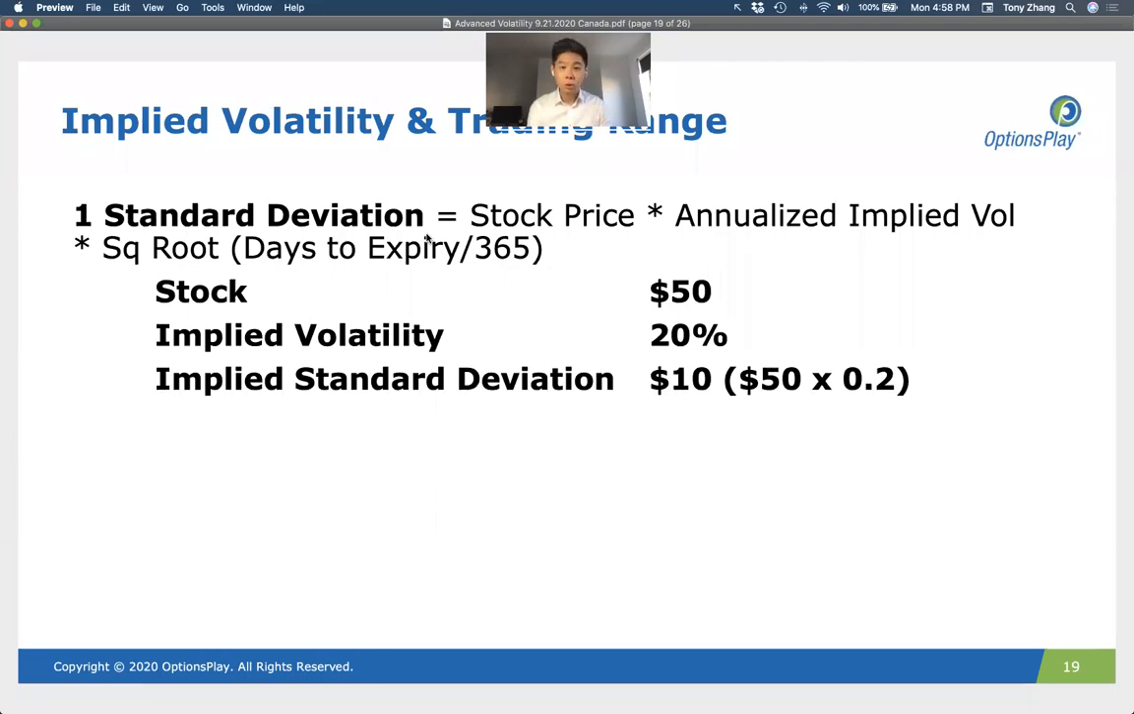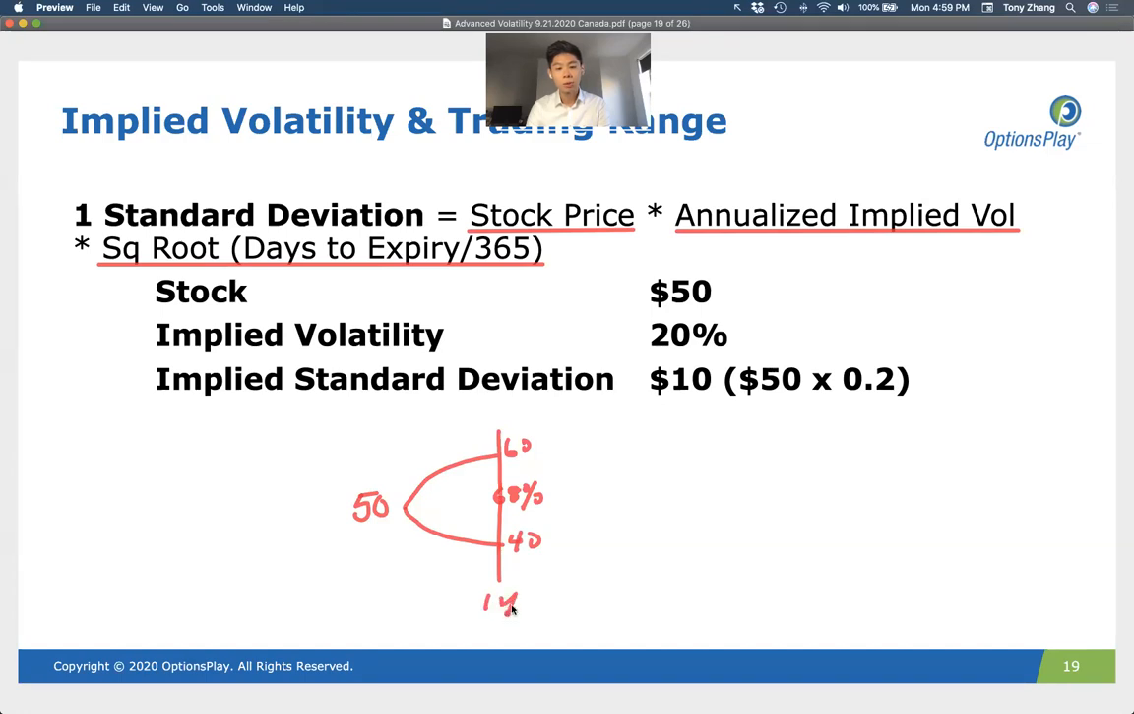So one of the ways that we use implied volatility is to determine the one standard deviation move. What we do is we take the stock price multiplied by the annualized implied volatility, multiplied by the square root of the number of days divided by 365. That tells us what the expected trading range is over a certain period of time. So if we have a $50 stock, and it has a 20% implied volatility, what that means is that there is a 68% chance that the stock will be between $60 and $40, exactly 1 year from today.